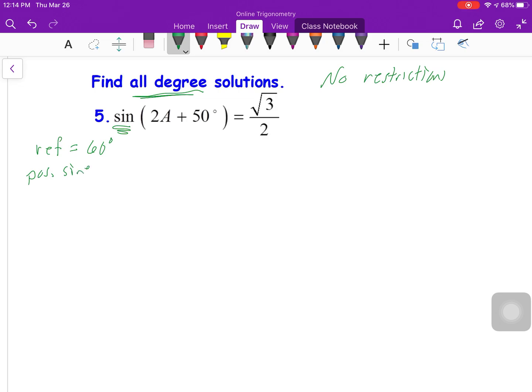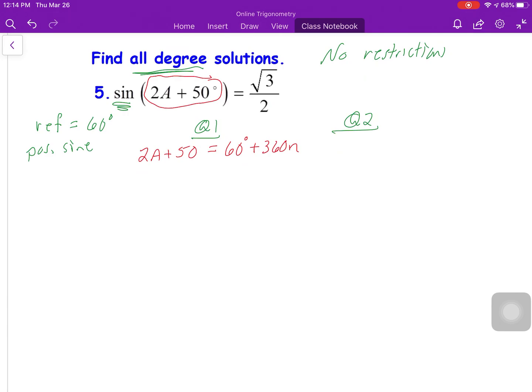We have a positive sign, which means we have 2 quadrants, quadrant 1 and quadrant 2. The quadrant 1 angle, well, we take the entire inside of the trig function, the 2a plus 50, and in quadrant 1, that would be equal to our reference angle on the first rotation. And then we would add multiples of 360 because we can have infinite rotations.